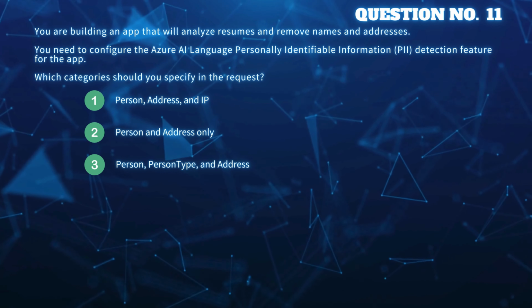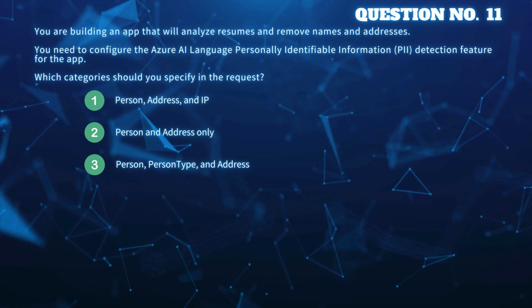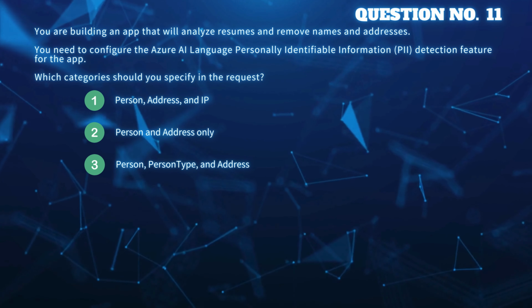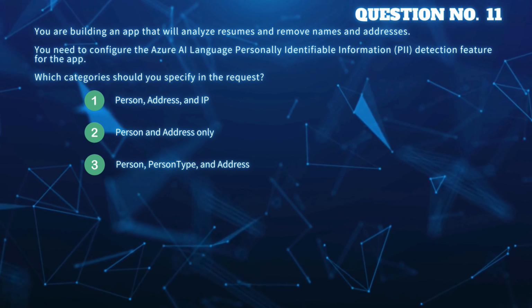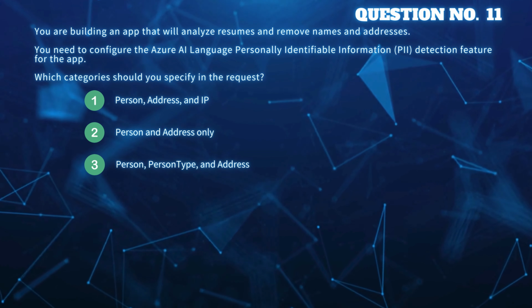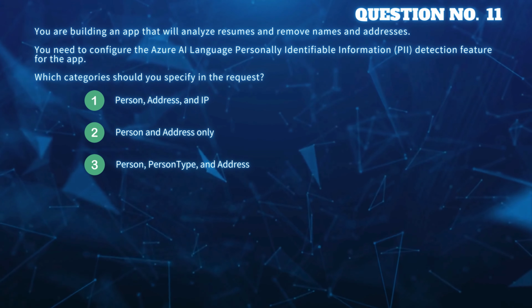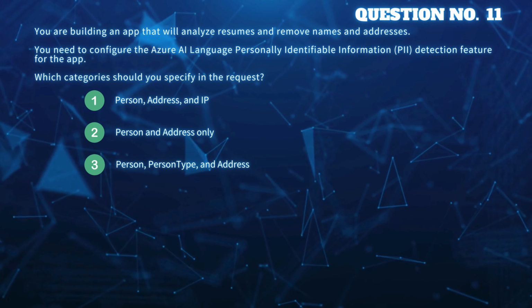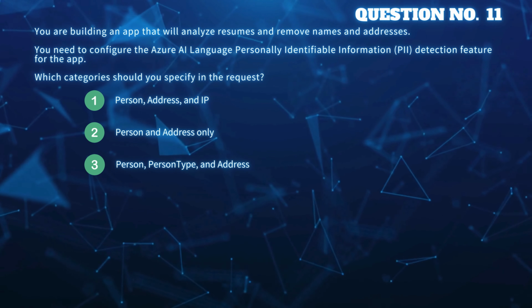Question 11. You are building an app that will analyze resumes and remove names and addresses. You need to configure the Azure AI language personally identifiable information (PII) detection feature for the app. Which category should you specify in the request?